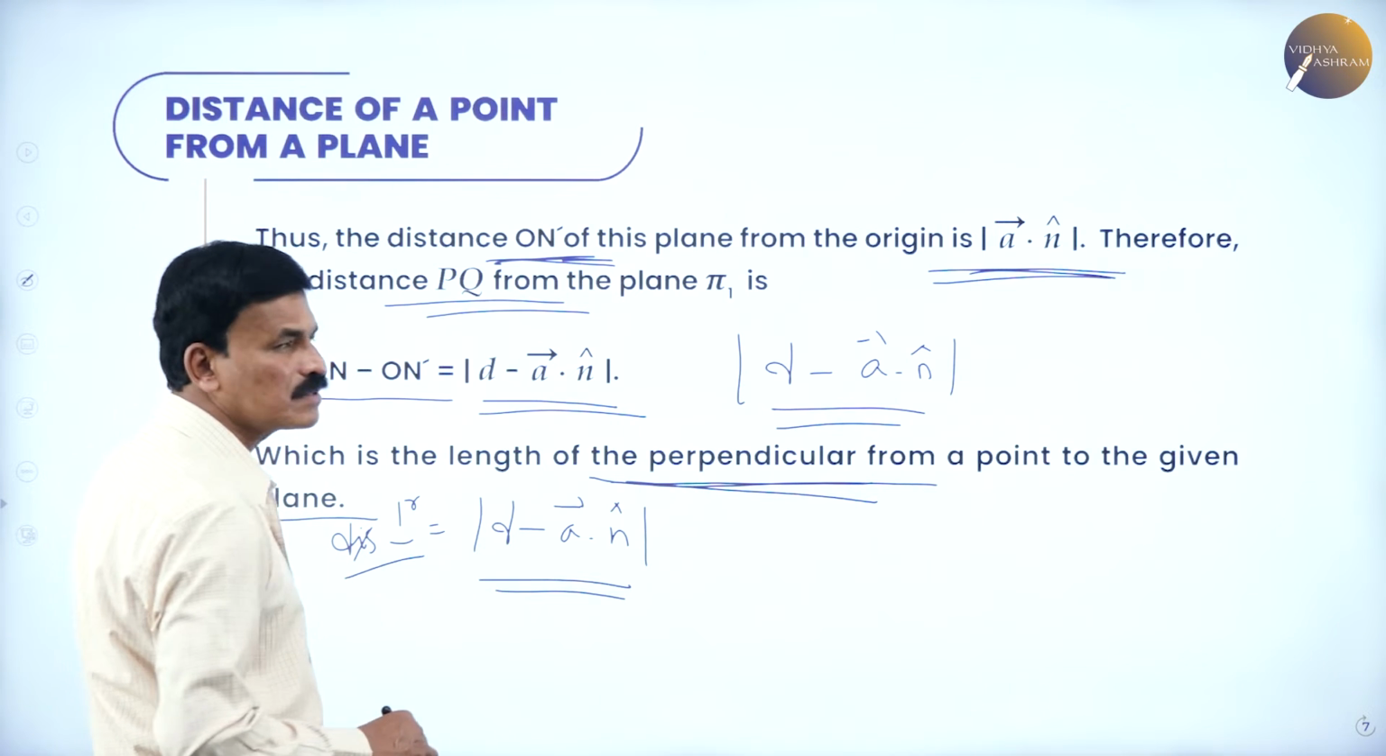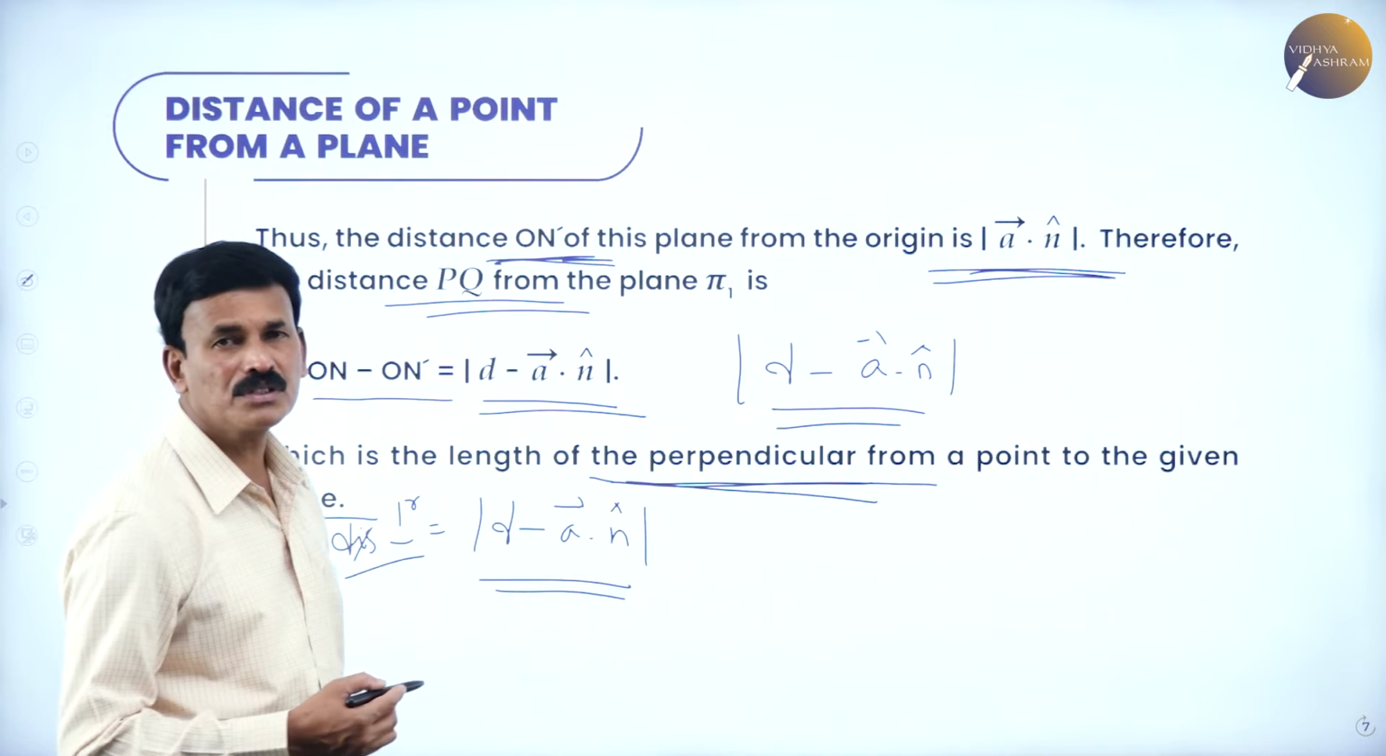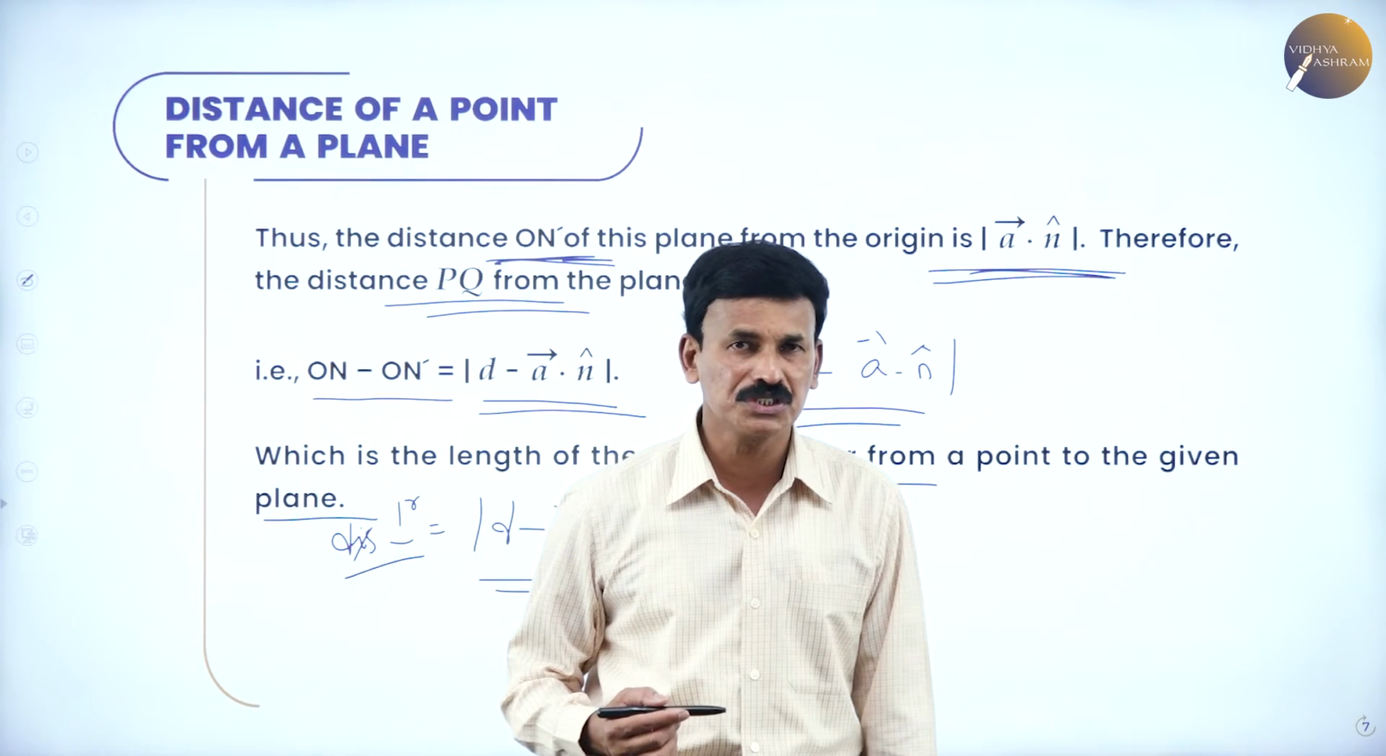Perpendicular distance is given by D minus A dot N cap in the vector form. Now let us find out the length of perpendicular in the Cartesian form.